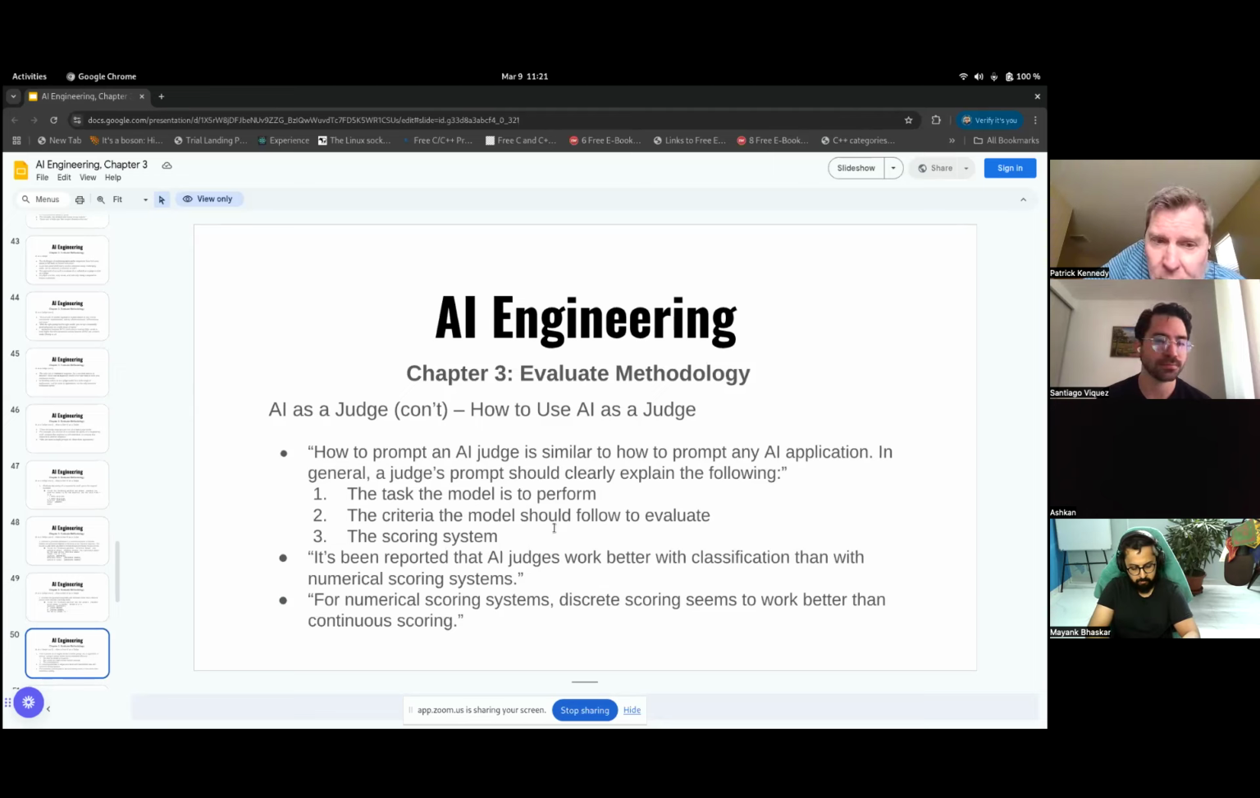So right now we're in a long run. We're doing AI as a judge, and it's got great details. How to prompt an AI judge.